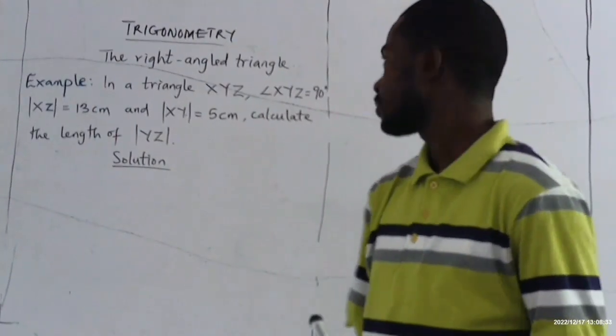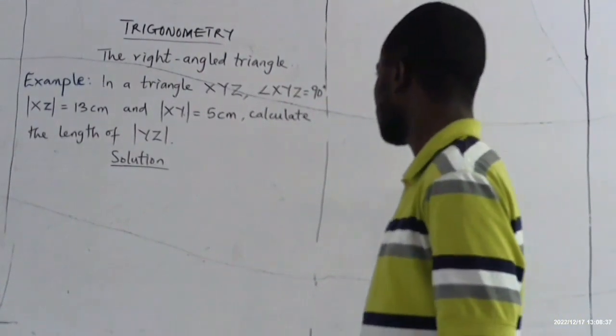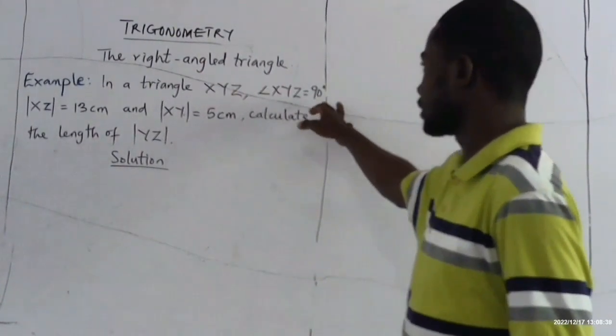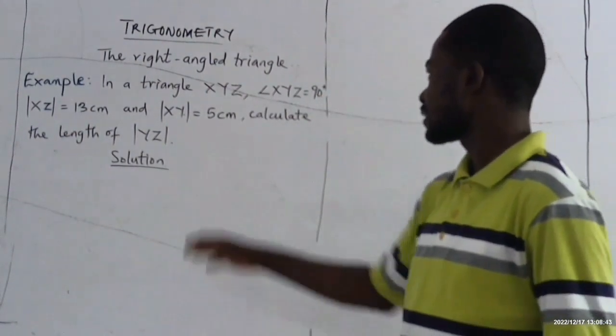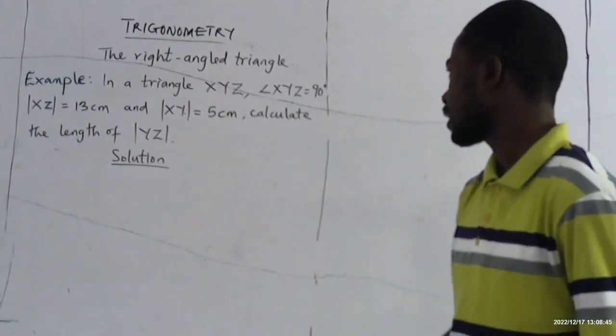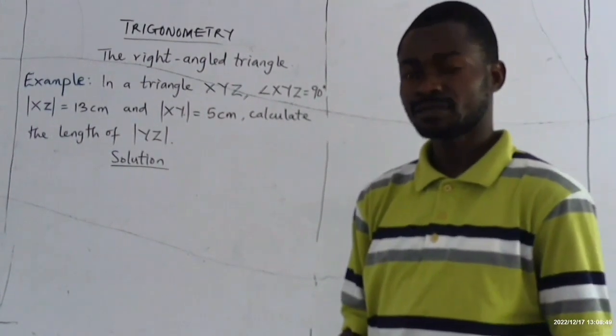Okay, in this we'll look at another example. It says in a triangle XYZ, angle XYZ is 90 degrees. Side XZ is 13 centimeters and side XY is 5 centimeters. Calculate the length of YZ. That means calculate the length of side YZ.